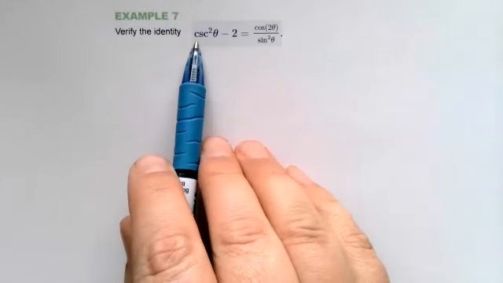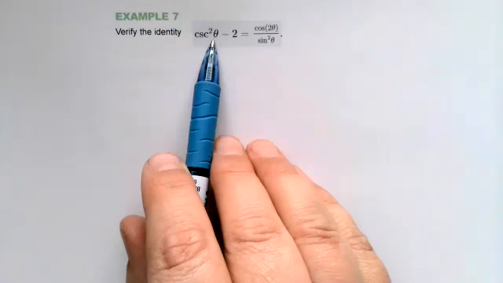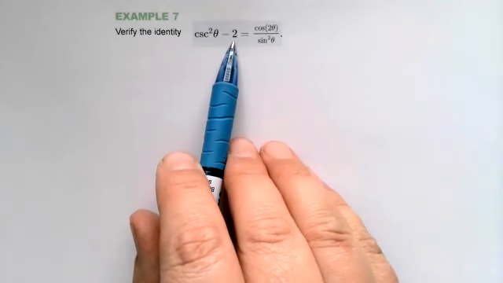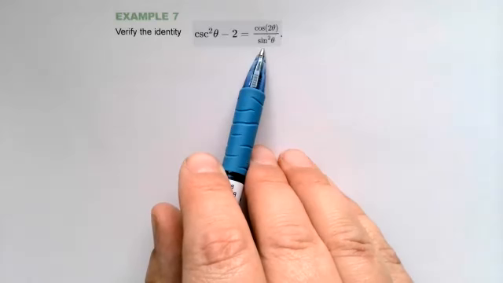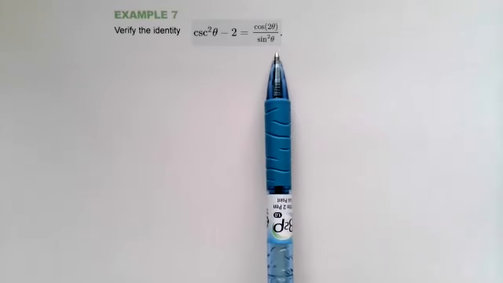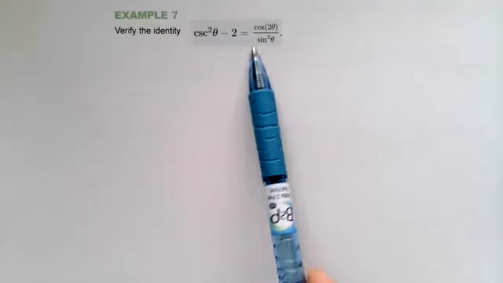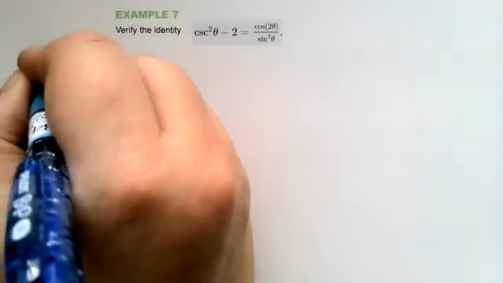And let's try one more, and that's going to be example 7 in this section. And we need to verify that cosecant squared theta minus 2 actually equals the cosine 2 theta divided by sine squared theta. Well, let's see what we can do. To me, the right side actually looks more complex than the left side. So I'm going to start with the right side this time.